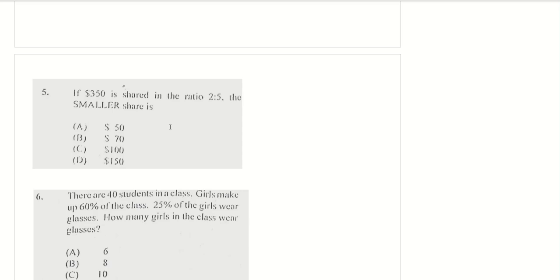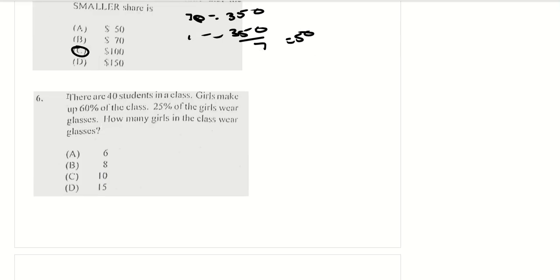Right, we did this question. Oh no, they asked you for the larger share. We're asking for the smaller share. Number 5 says 350 is shared in a ratio 2 to 5. The smaller share is, so we know that the number of parts, 2 to 5, is 7 parts. So 7 parts is 350. One part would be 350 divided by 7, which is 50. And then we want to know the smaller share, which is 2 parts, which is 50 times 2, which is 100. So the answer would be C.